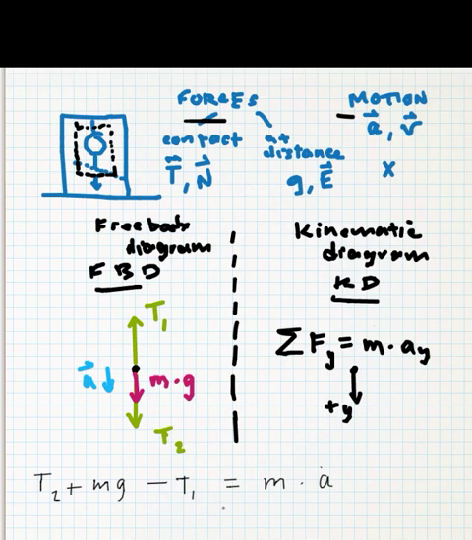And so now we have our equation. The sum of the forces in the y direction equals the mass times the acceleration. Now what happened when the string broke? Well, I'm going to just reorganize these terms right here, and I'm going to say that T2 minus T1 plus mass times gravity equals the mass times the acceleration.